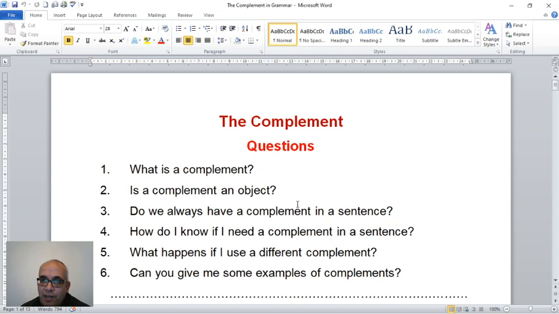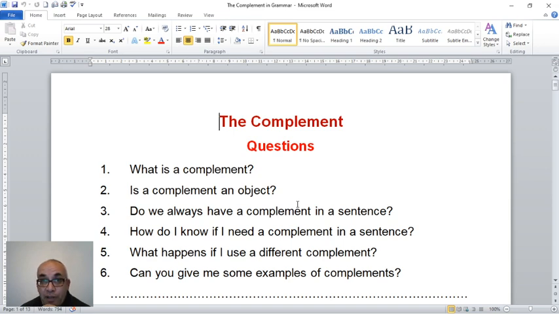I'm not going to give you all the answers now, so I'm going to read the questions. Look at the questions, think about the answers for half a minute or 1 minute, and then we can go to look at the answers. Question number 1. What is a complement? Number 2. Is a complement an object?